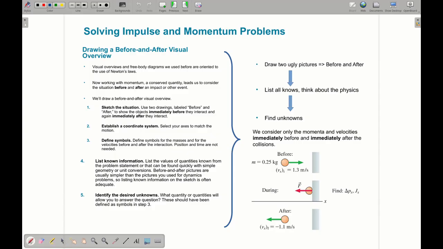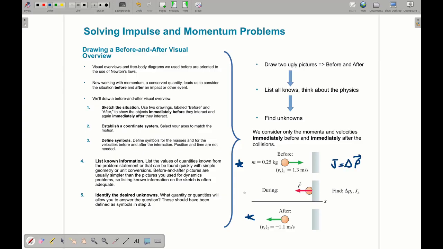This page summarizes the approach for solving momentum problems. Here is the long version. Please read it, but I shorten it here. They say, look at the situation, draw a visual picture. So we draw an ugly picture. In the case of momentum, we draw a before picture and an after picture. Before an impact happens, then the impact happens, momentum changes, after picture. And then we will use impulse is equal to change in momentum.